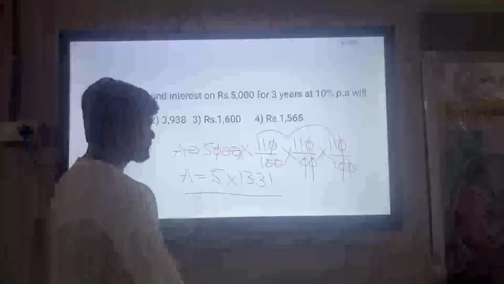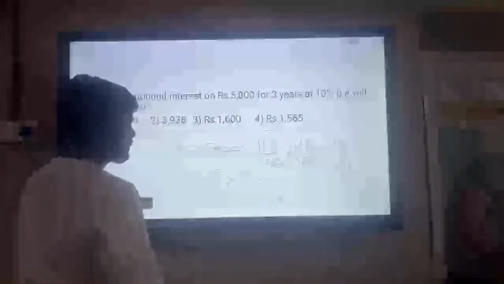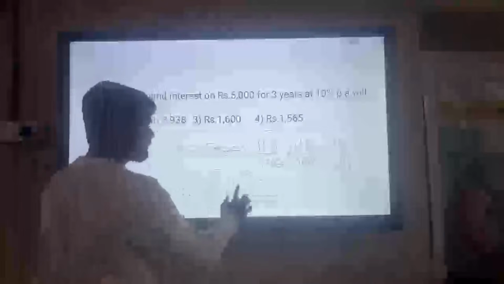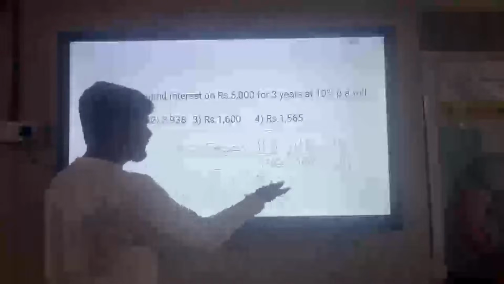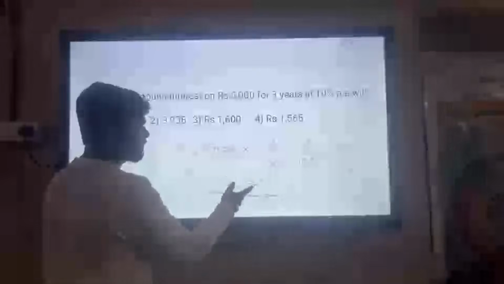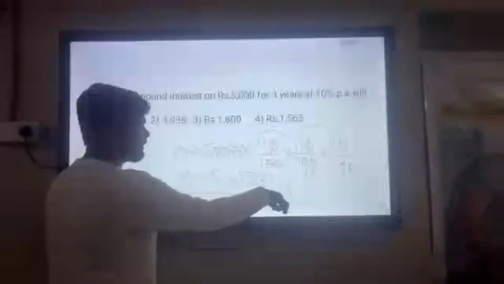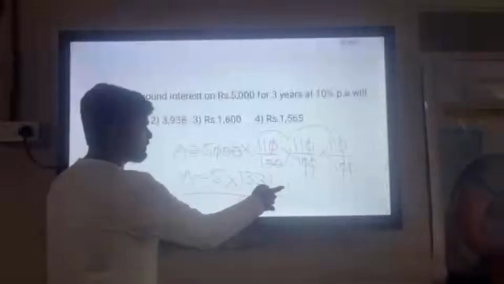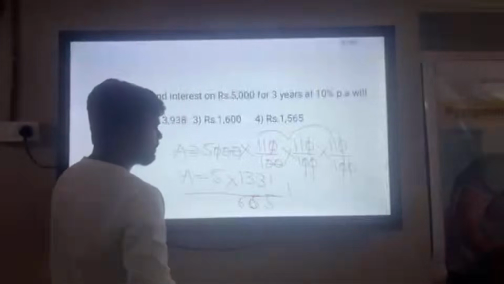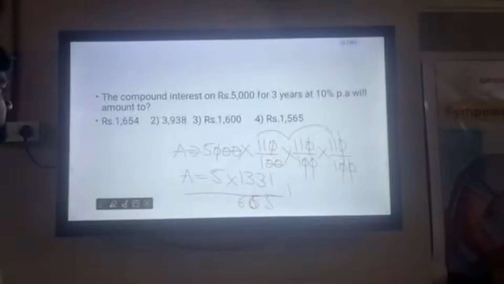1331. Can you calculate this one? 5 ones are 5, 5 3s are 15, 5 3s are 15 plus 1, 16. Okay, please comment your answer. What is your answer, please?